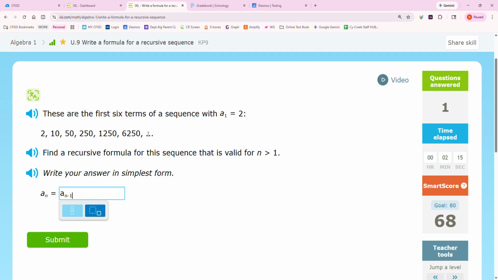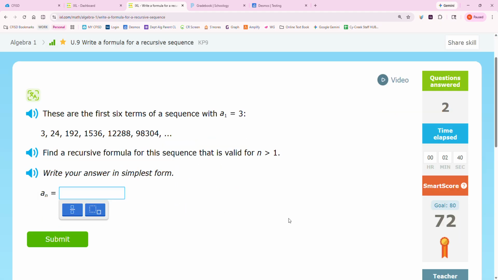Now, this happens to be a geometric sequence. So I'm going to take that second term 10, divide that by first term 2. That gives me a rate of 5. So our equation is going to be 5 times our previous term. So I get 50 by taking 10 and multiplying it by 5. I get 250 by multiplying 50 by 5, and so on and so on.